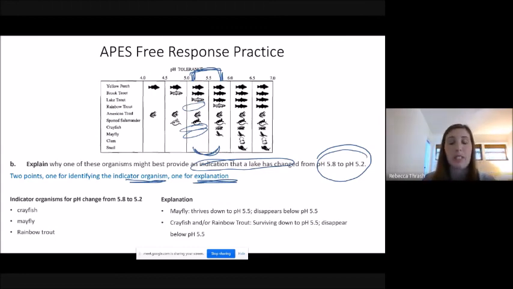So you basically have to explain why you identified those. Well, for the mayfly, they thrive down to pH 5.5. So here they were doing really, really well, but as it decreases past 5.5, then you have a disappearance of that from the ecosystem. The crayfish and or the trout, they survive down to pH 5.5 and then disappear completely below that threshold.